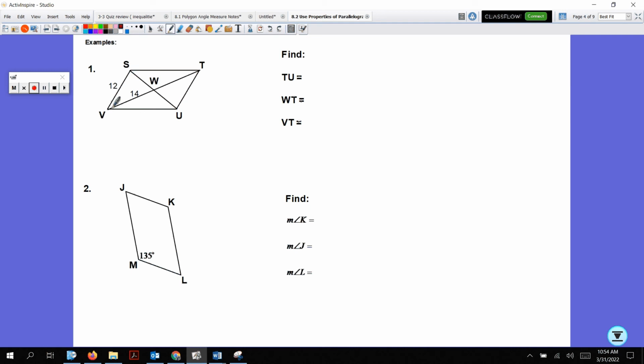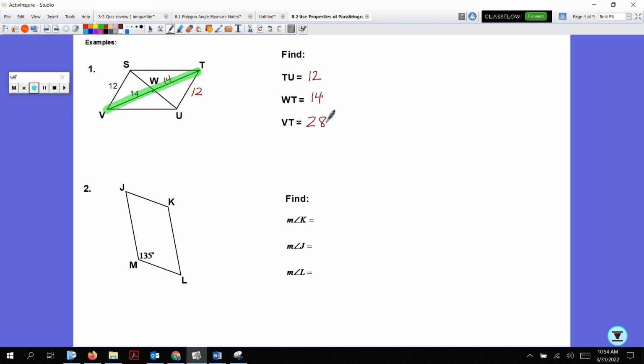They tell us that this side, SV, is 12. Well, that means TU also has to be 12. I'm going to put that here. Then it wants to know what WT is. WT is from the middle to the end, right? So remember we just talked about the diagonals bisecting each other. So if VW is 14, that means WT is 14. And then VT is just the sum of the whole length of those two segments, so we just add them together. 14 plus 14 is 28.